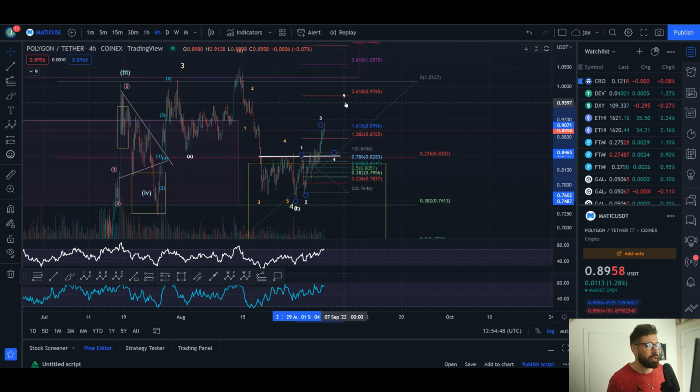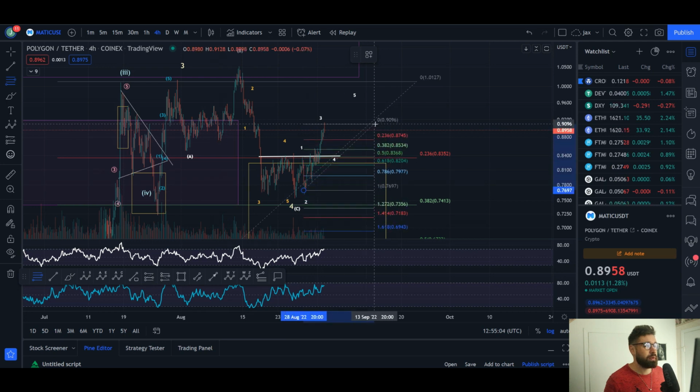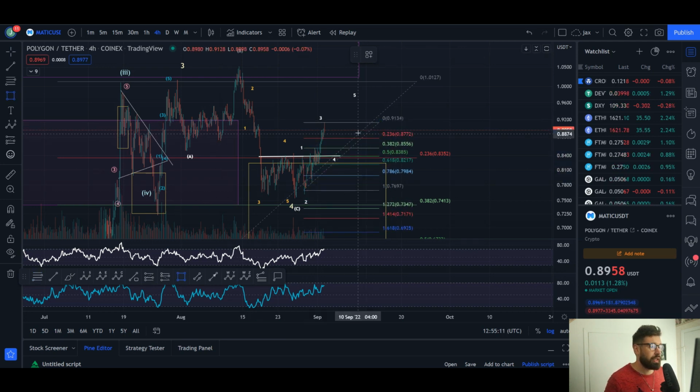But a wave 3 can overextend. It can push all the way up to the 2.618 or further, but a minimum target is the 1.618. If we were to start to retrace from here, you can take your fib retracement from the bottom of wave 2 up to the top of your wave 3. Your minimum target is the 0.236, and your maximum target for a wave 4 pullback is the 0.5, which lines up with this trend line of resistance.